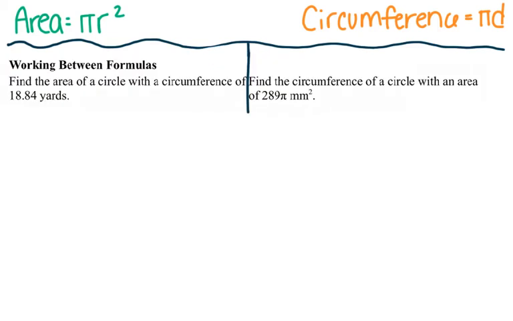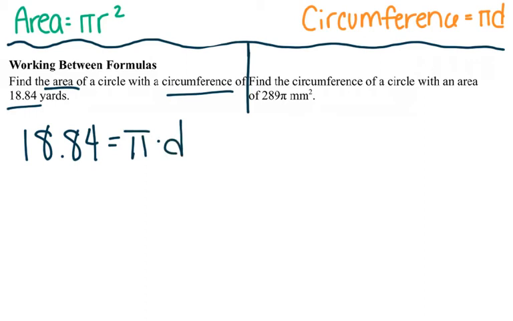Alright, so now we're going to use these two formulas and we're going to work between formulas. They like to do this on the ACT and stuff like that. So we're going to find the area of a circle with a circumference of 18.84. So 18.84 is equal to the circumference.